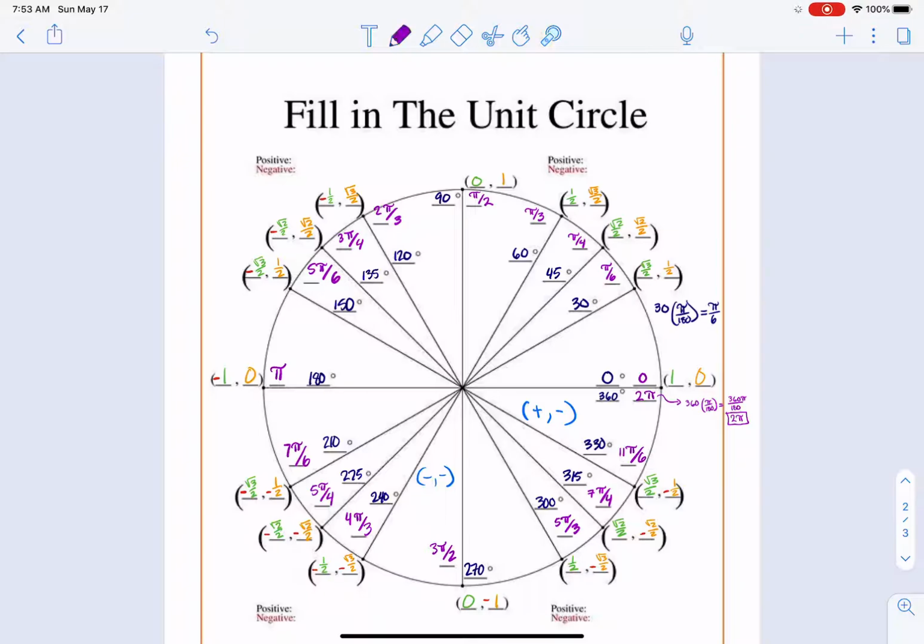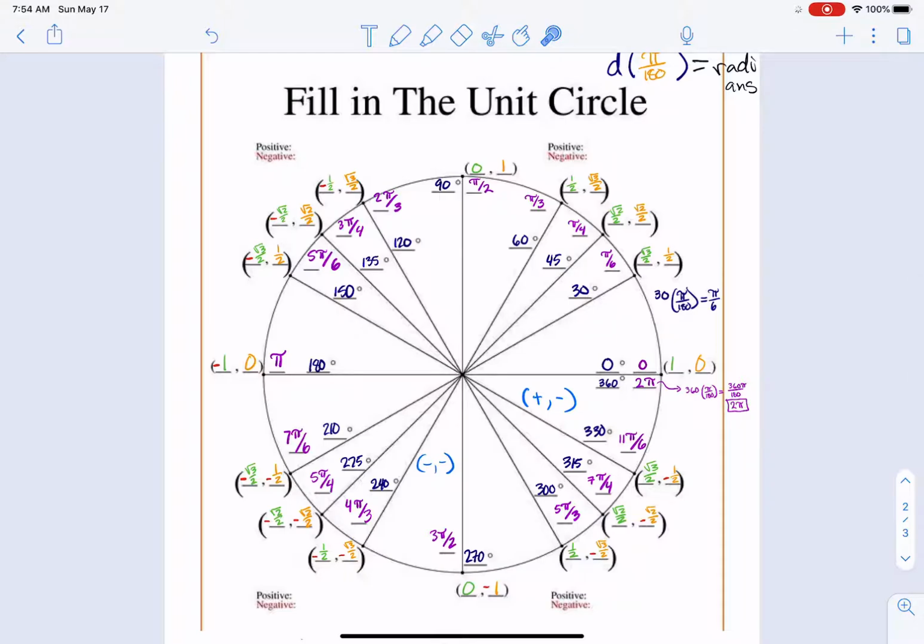We are going to take our degree, which I did in this dark blue color, and we are going to multiply by, and this is just the rule, pi over 180, and that will give us our radians. Okay, so let's check that. If I take my degree of 180 and multiply by pi over 180, my 180s cancel out and I'm left with pi. So that equation works. So that's how these radians are coming.